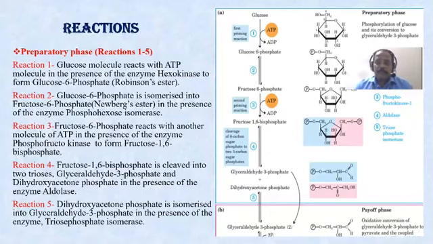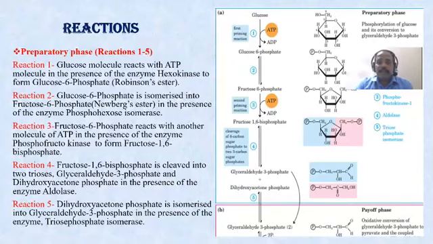So ultimately we get fructose 1,6-bisphosphate, and this fructose 1,6-bisphosphate is again cleaved by aldolase. Aldolase is the enzyme that cleaves this fructose 1,6-bisphosphate into two different compounds.